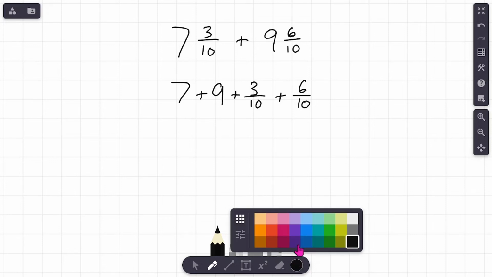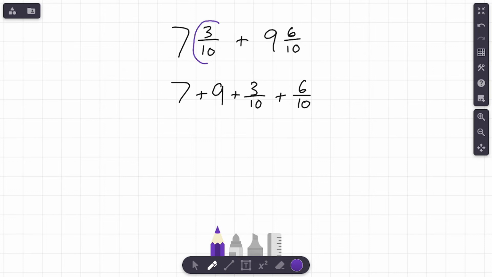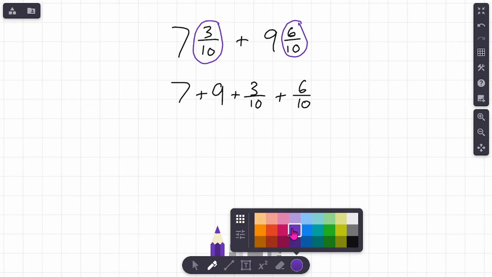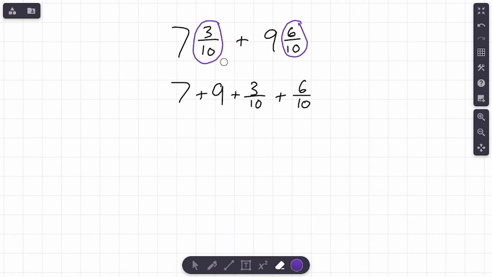Next thing I'm going to notice is my fractions. If you take a look at our fractions, the denominators are 10 for both of them. Because they are the same, that means we are going to be able to add them without any extra steps, so that's good. First things first, I'm going to change these colors real quick. Whoops, I erased the 0 on accident. There we go.